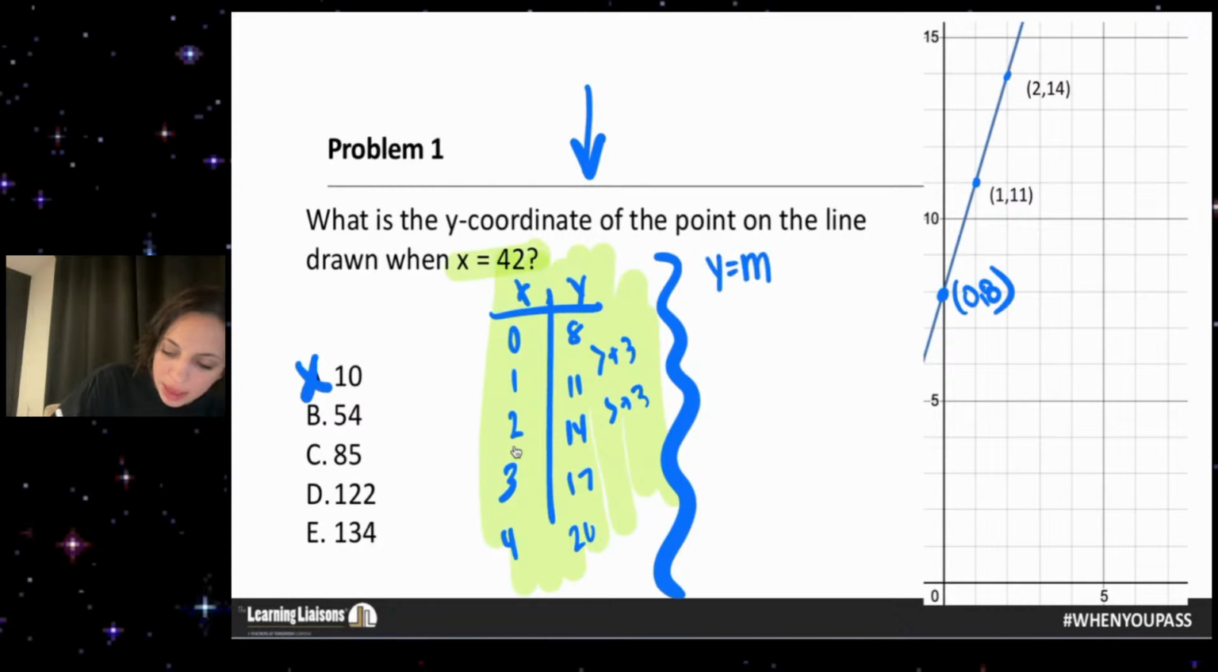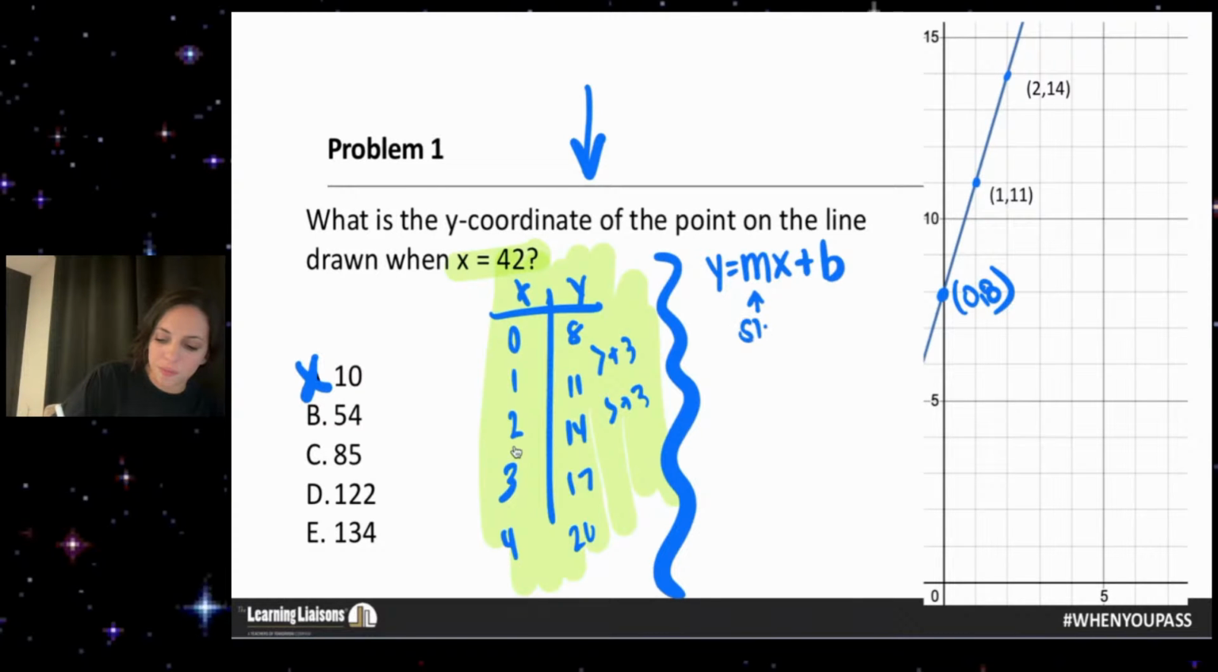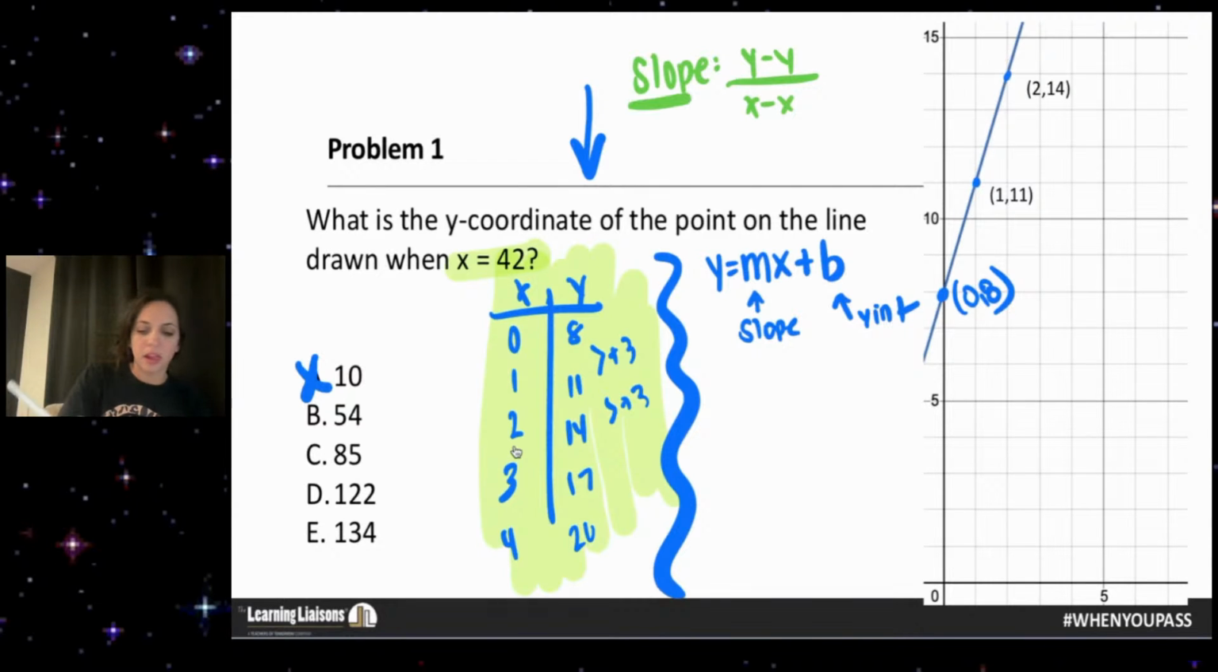y equals mx plus b is the equation of a line. You've got to know that if you're taking any test that's kindergarten or higher, 6th grade through 12th grade, where this is your slope and this is your y-intercept. If you don't know that, you better get studying. Now, I don't have my slope. However, I can find my slope by doing y minus y over x minus x, which is rise over run.